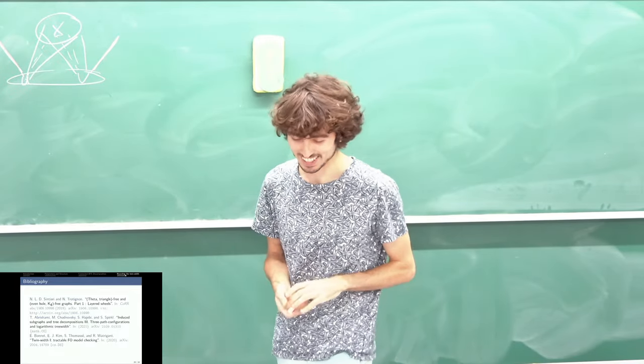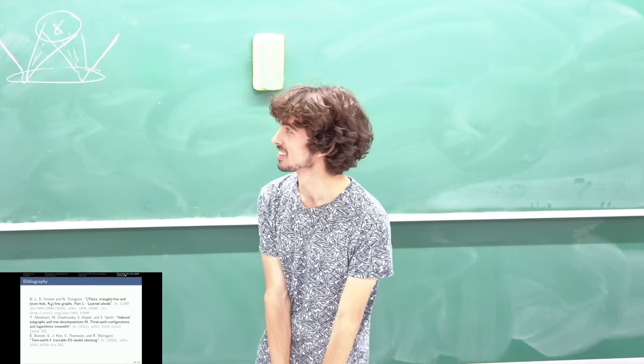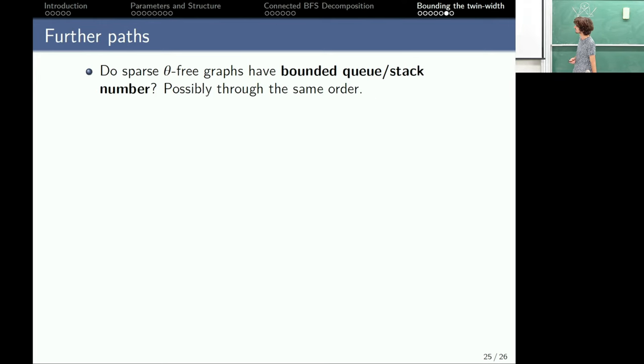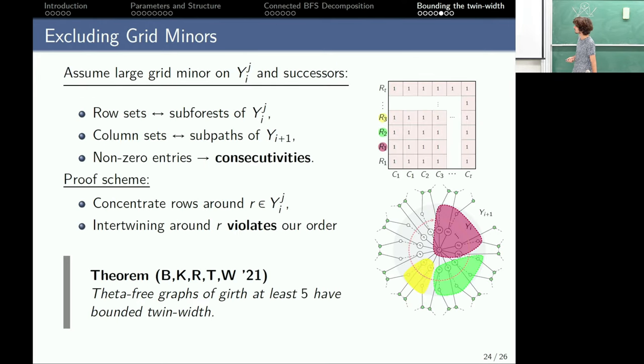Okay, thanks. I don't know if that was okay. So the theorem proves that these classes have bounded twin-width, but for the application, you need the contraction sequence, right? Do you have an algorithm to find the contraction sequence for graphs of girth at least 5?